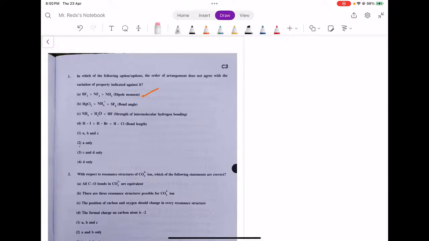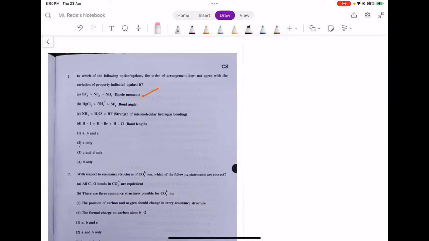First question, students. In which of the following options does the arrangement not agree with the variation of property indicated against it? It means which of the following options is wrong. Take the first option, students.